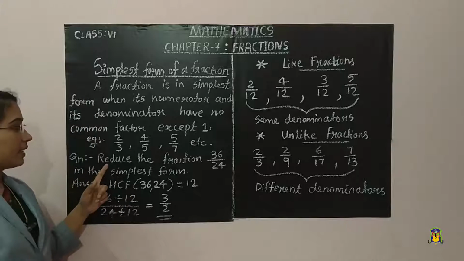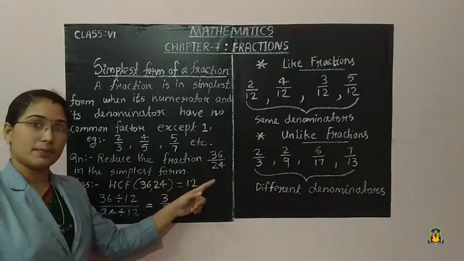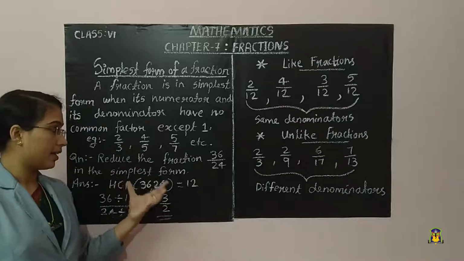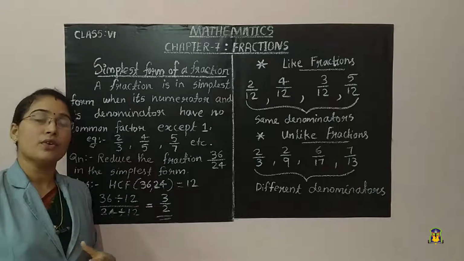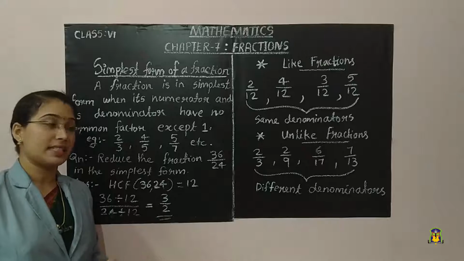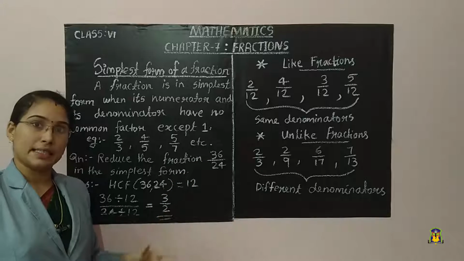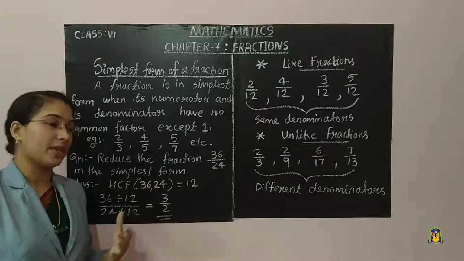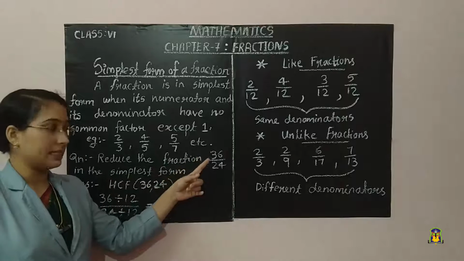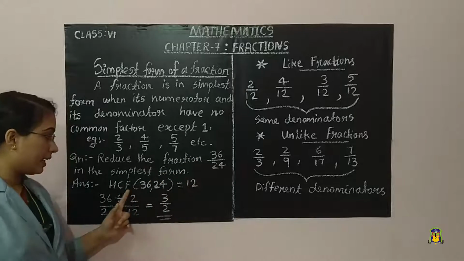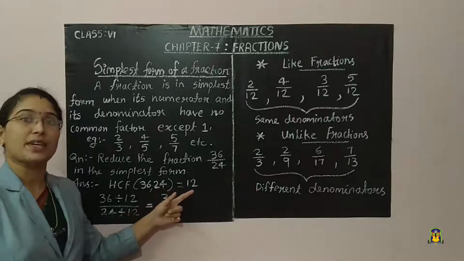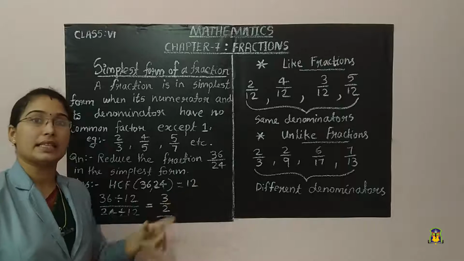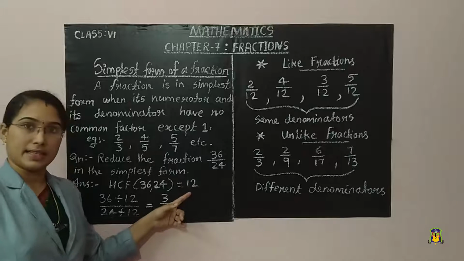Here is one question. Reduce the fraction 36 by 24 to the simplest form. For reducing a fraction to simplest form, first you find the HCF of the numerator and denominator. We already studied how to find the HCF. In a very simple way we can find the HCF of 36 and 24. Here for 36 and 24, the HCF is 12.